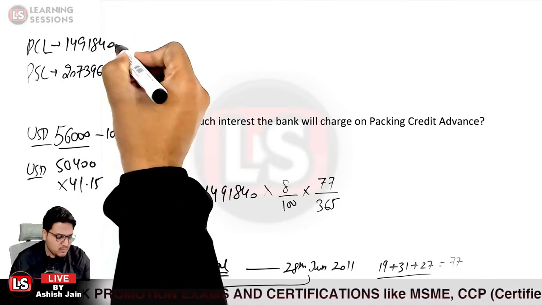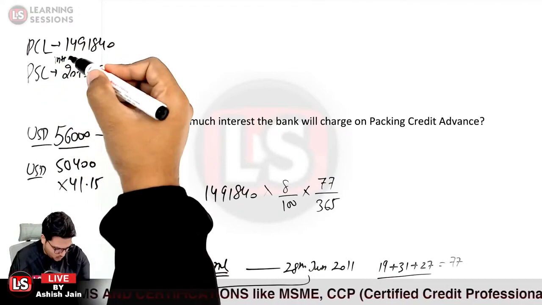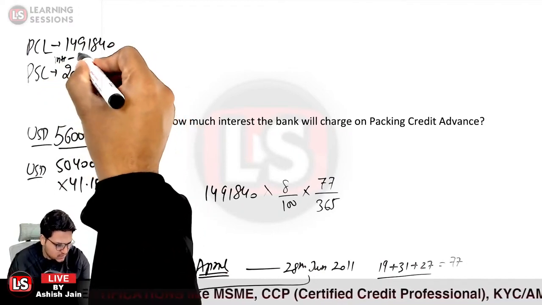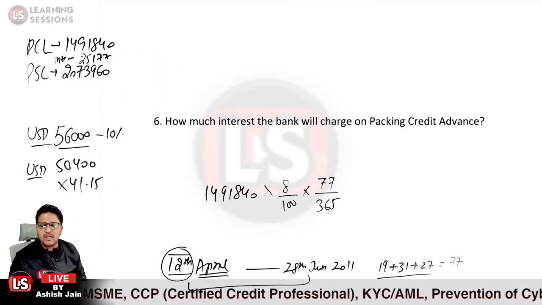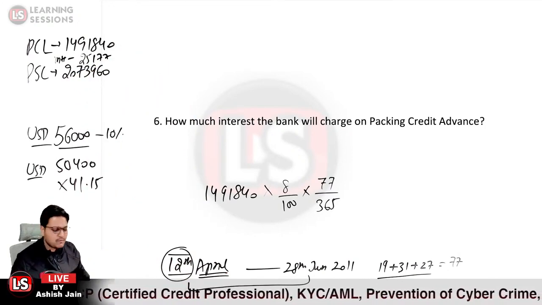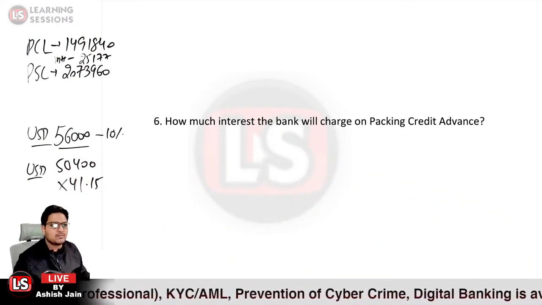Let me mention over here, I'm just writing that the interest that will be charged is 25177. So that would be the interest that will be charged, 25177. Is that clear? Now let's move to the next question.